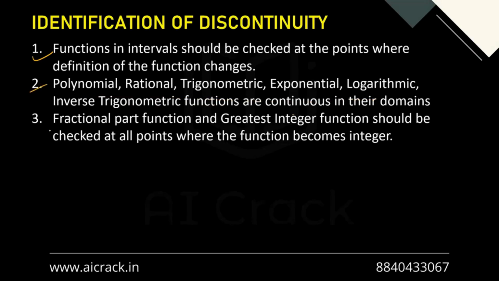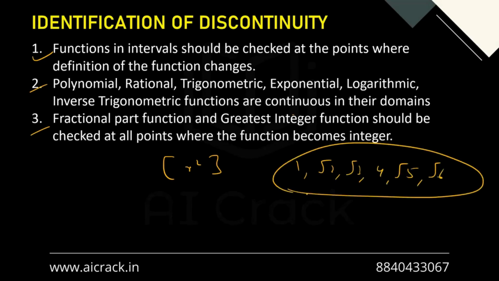Okay. Now the third point is that the fractional part function and GIF function should be checked at all points where the function becomes an integer, right? This we have discussed earlier as well. Let's say we have this GIF function and we have x square over here. So we have to check at 1, root 2, root 3, 4, root 5, root 6, all these points, because this x square is becoming an integer at all these points.